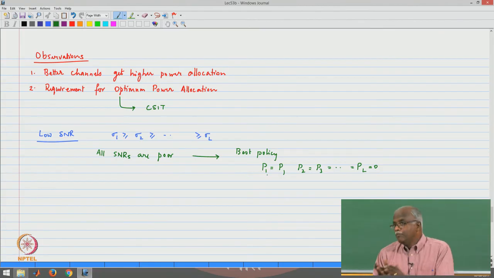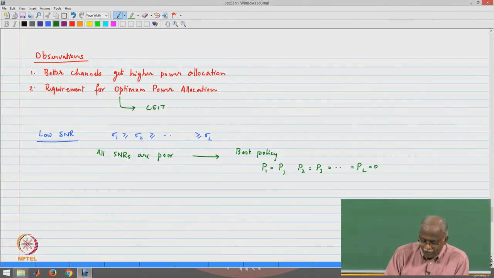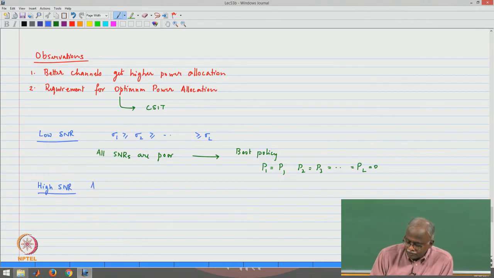The reason is clear, because our ability to get the maximum data through the system is maximized by giving all the power to sigma 1, where sigma 1 by itself is not so good, but by giving additional power we are able to get the maximum out, and so this is intuitively something that you would feel is the right thing to do. Now, what happens if all of them are high, that is even all the way from sigma 1 to sigma L. So, that is the high SNR extreme, high SNR, which means all channels are good.